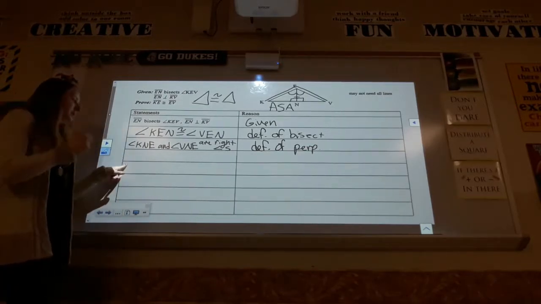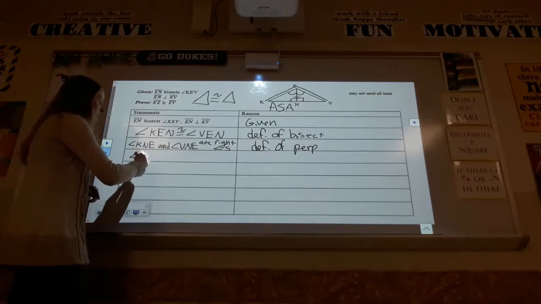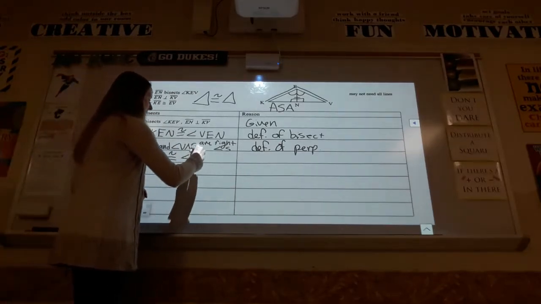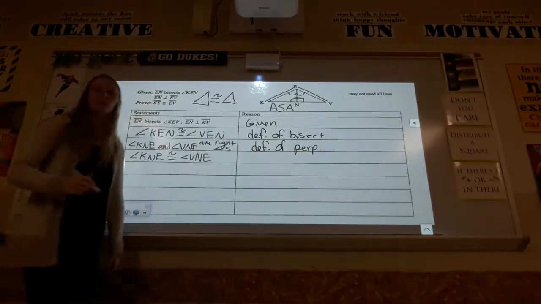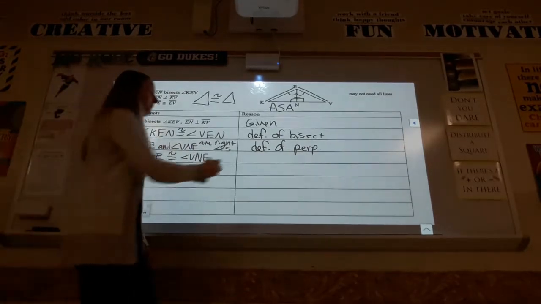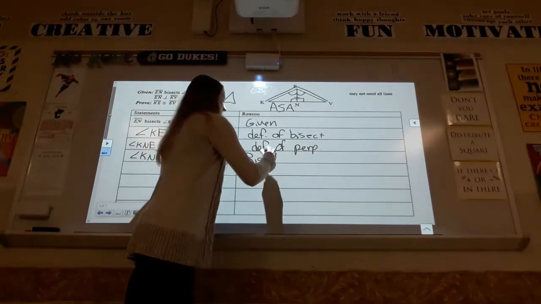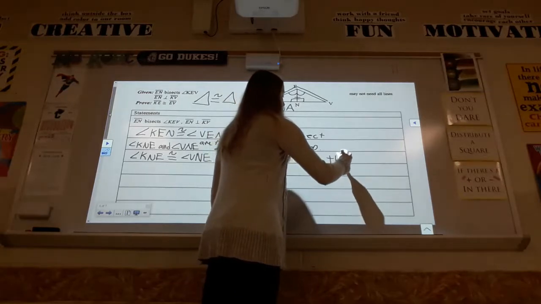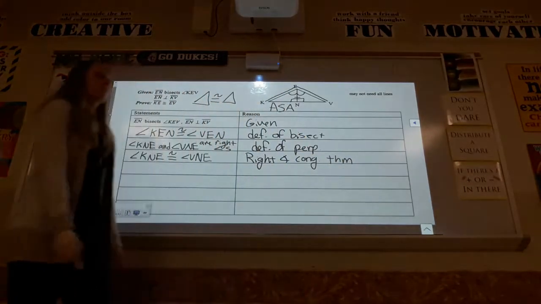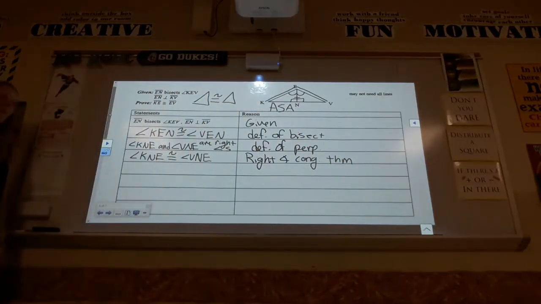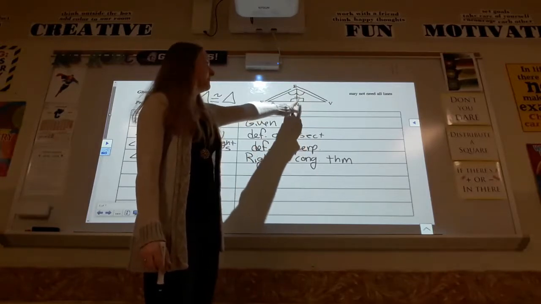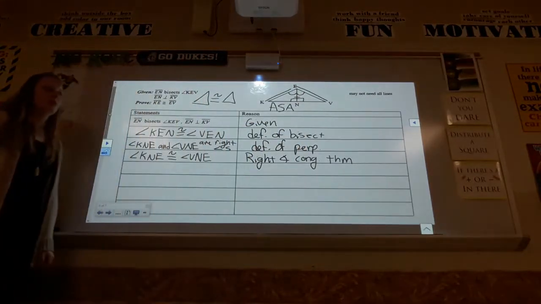You can just say angle KNE is congruent to angle VNE using, what was that new one called? Right angle congruence theorem. Right angle congruence theorem. Alright, cool. So I have this angle taken care of. I have this set of angles taken care of. What was the other thing I needed?